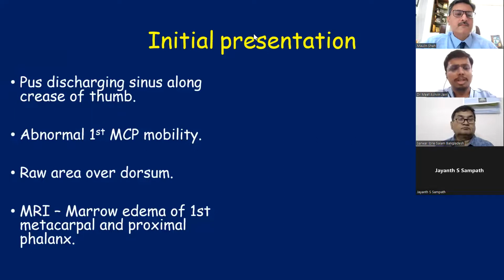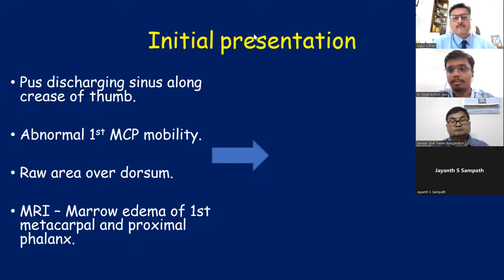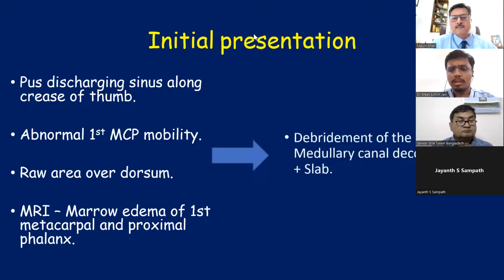Right. So the initial presentation was a post-discharging sinus along the crease of the thumb. There was abnormal first metacarpophalangeal mobility, and there was a raw area on the dorsum of the hand. We performed an MRI, and there was marrow edema of the first metacarpal and proximal phalanx. So for this, we performed a debridement of the raw area along with a medullary canal decompression, and slab immobilization was done.